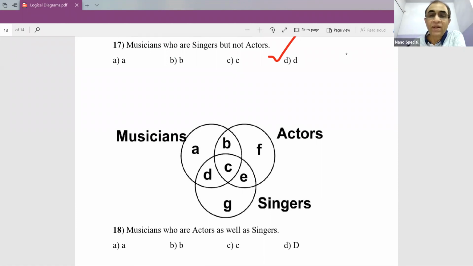Musicians who are actors as well as singers. So we are looking at something which is common to all the three: musicians, actors, and singers. So the only thing that is common to all of them is C. All right. So that is cool. So no big deal, logical diagrams.